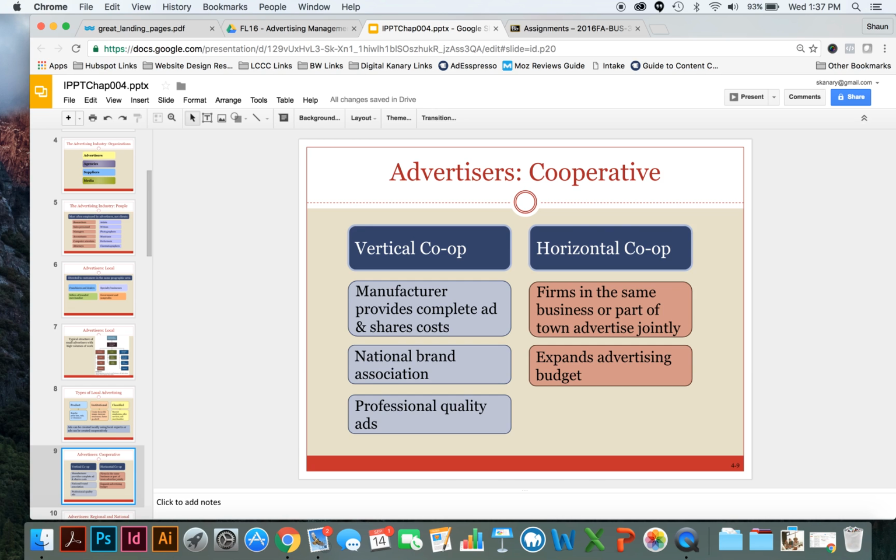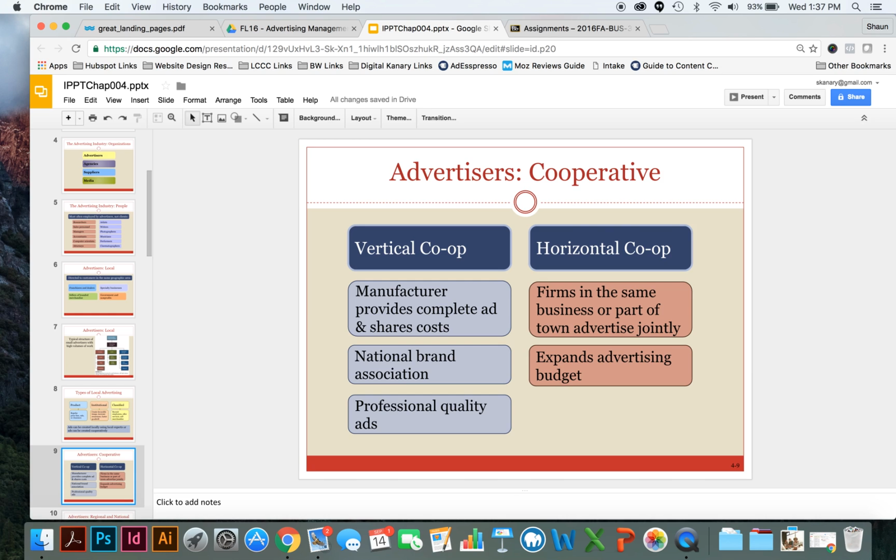The great part about this, if you work with a vertical co-op, the manufacturer assumes most of the costs. You as a local business or franchisee don't have to pay very much. You're getting pretty much next to free advertisements. They control everything, the production, everything. It's a great way to go.